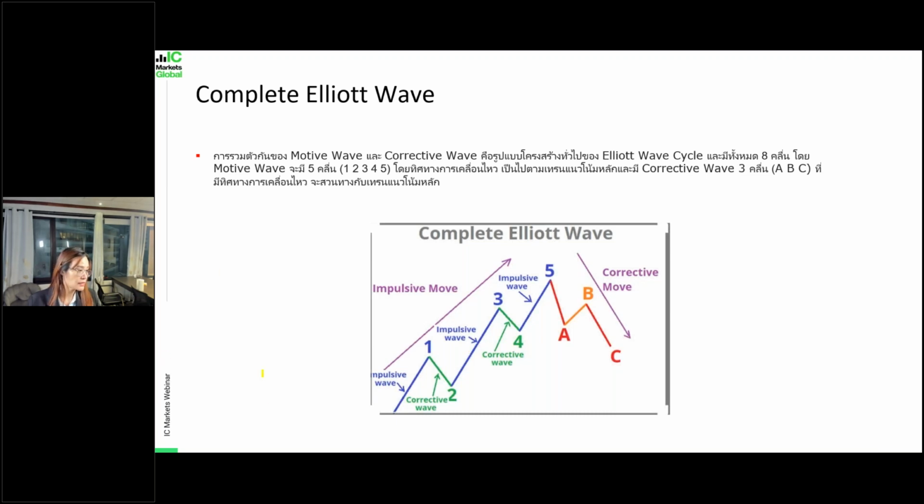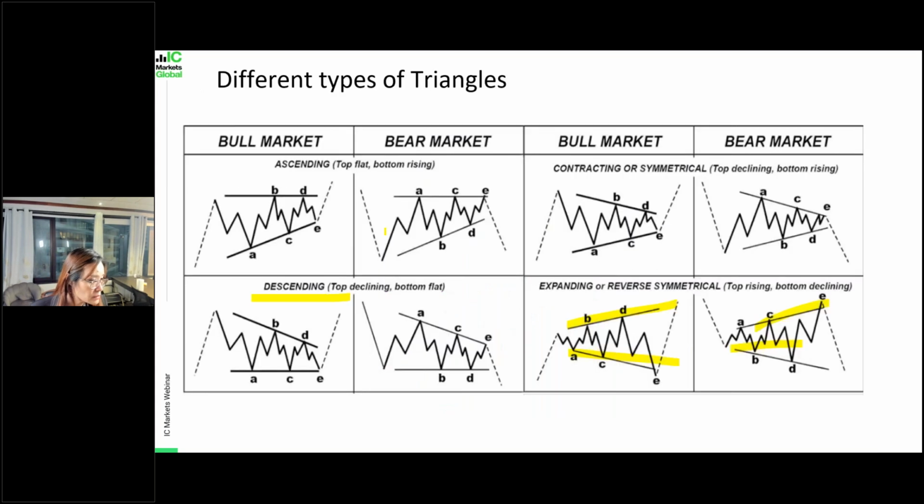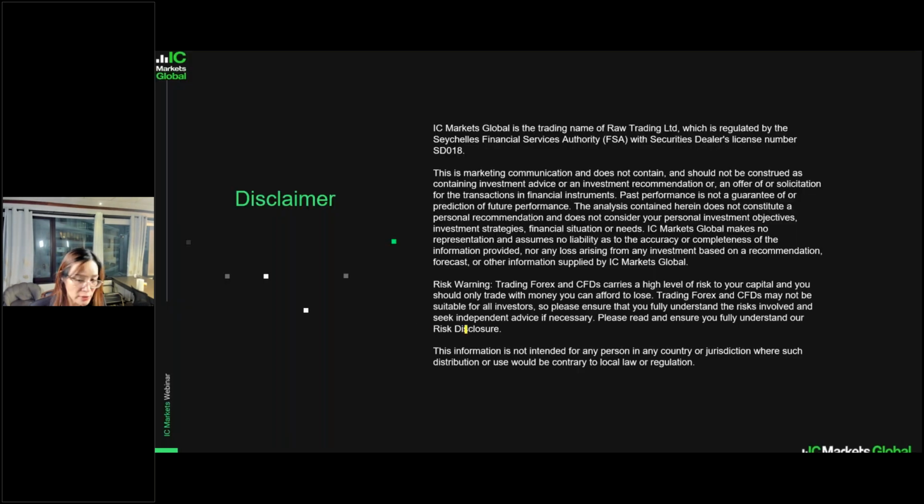Just ignore this slide. I think I already showed you guys this slide. Any questions, guys? If you don't have any, I will bring you to the chart, which Simon requested.